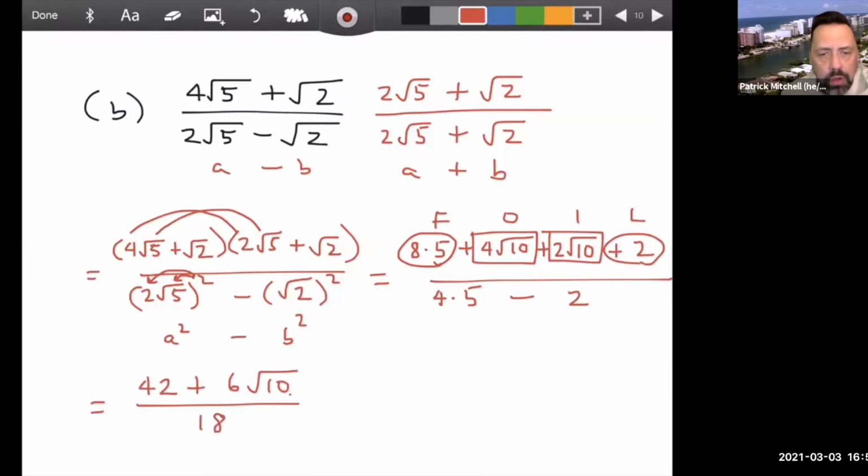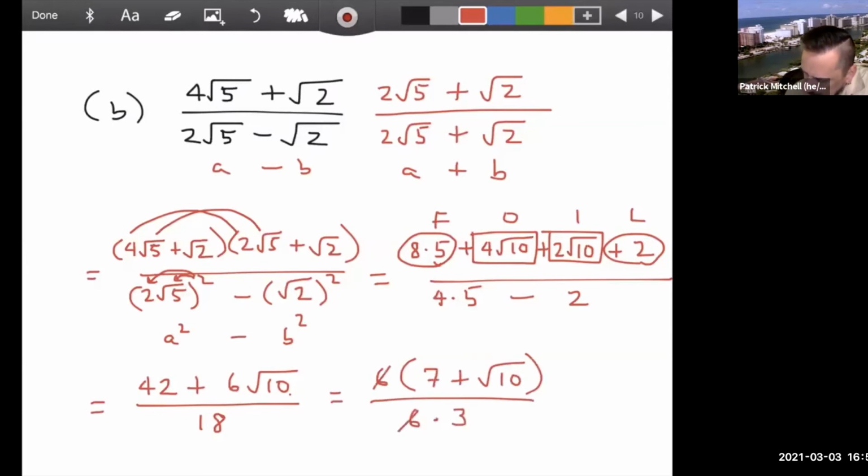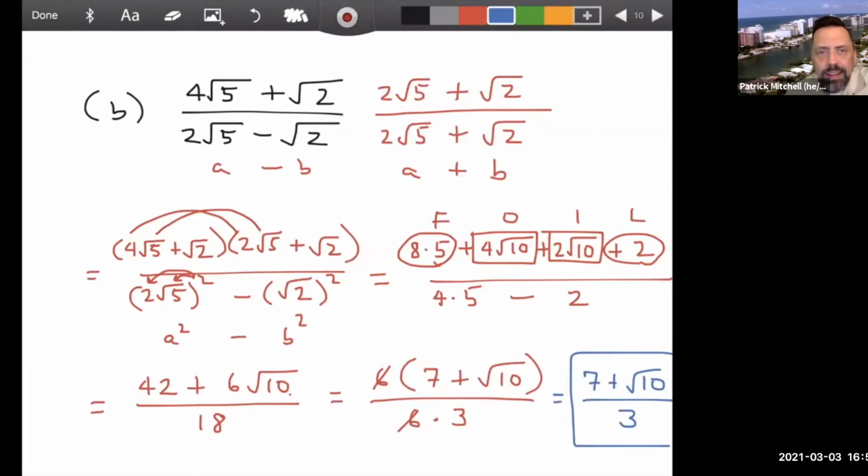All right, so there's one more little thing I can do to this. I can simplify this a little bit because 42, 6, and 18 are all divisible by 6. So if you factor a 6 out of the top, that leaves you with 7 plus root 10. And then downstairs, 18 is 6 times 3. So these 6s are going to disappear. And I think I just barely have enough room to write the answer. It's going to be 7 plus root 10 over 3. All right. Taking a deep breath.